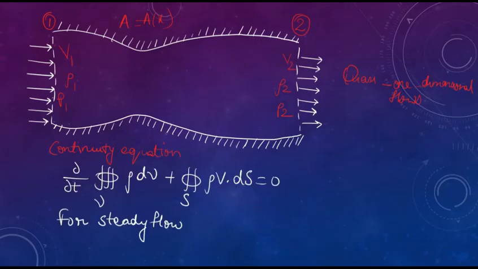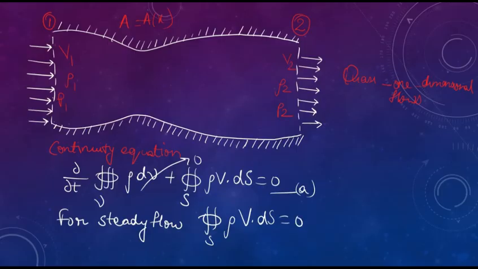Now, let us consider the continuity equation in the integral form, which is given by this. Let us say this is our equation A. For steady flow, what happens to this equation? This term goes to 0, which means I am left with the surface integral of rho v dot ds equal to 0. So this is our equation 1.